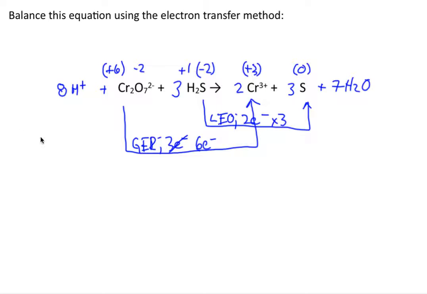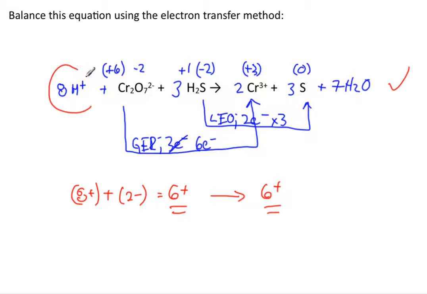Let's make sure the charge is balanced. If charge is balanced, we're good. 8 plus, 2 minus, equals 6 plus. On the right, 2 times 3 plus is 6 plus. So it's balanced as written, and we can now comment on the solution.